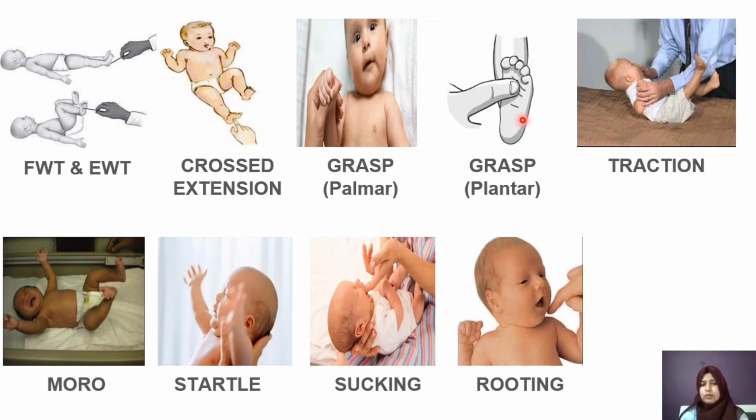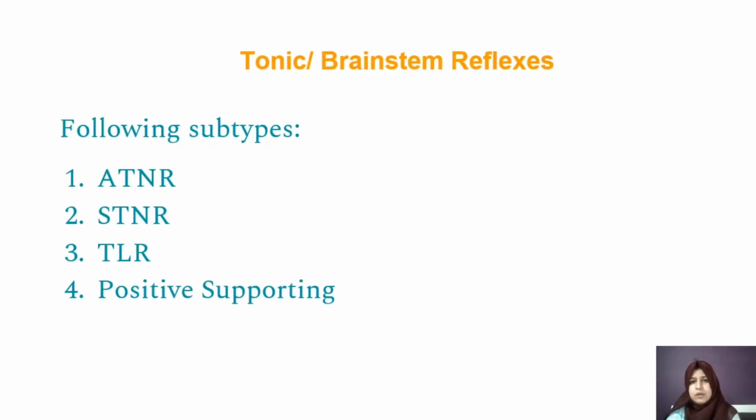That is all about the assessment: how we can assess the primitive reflexes, and what the onset and integration of the primitive reflexes are. Next one is the tonic or brainstem reflexes, which also have some subtypes such as the ATNR, STNR, TLR, or the positive supporting reflexes.